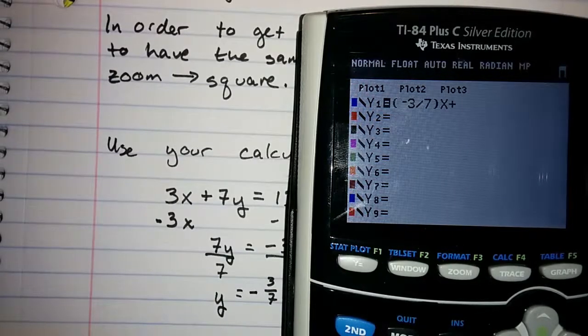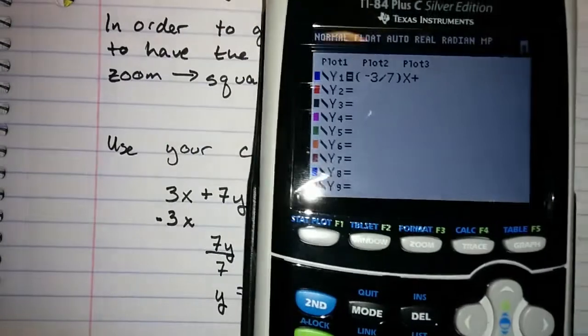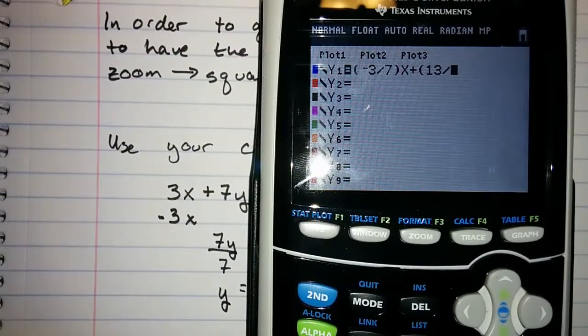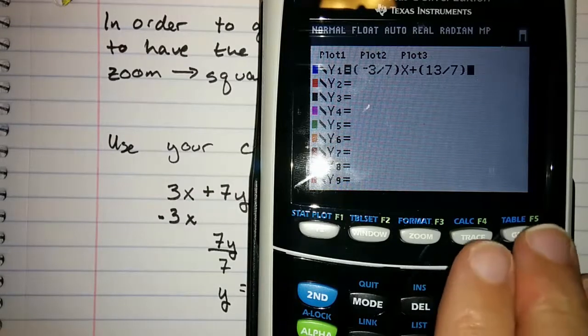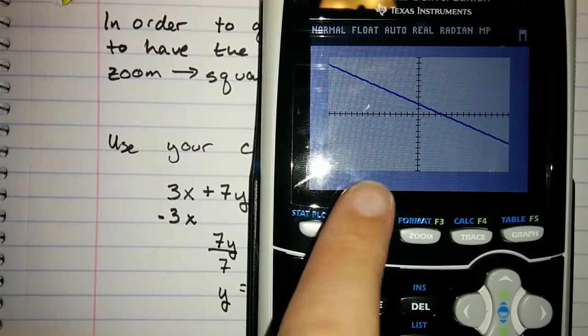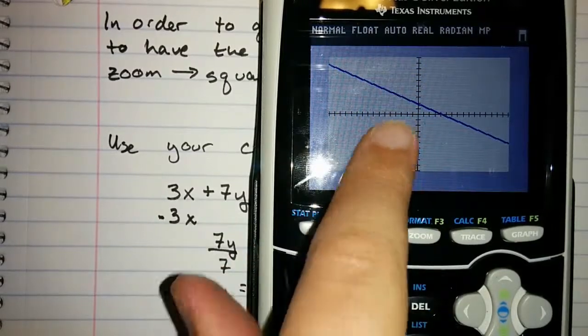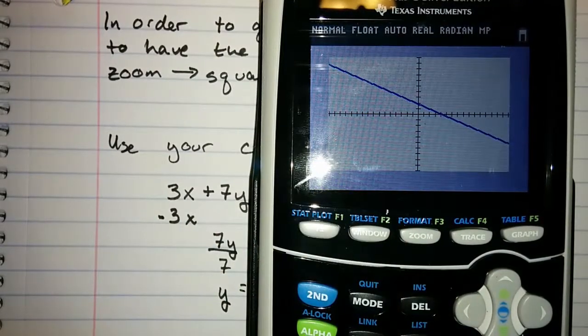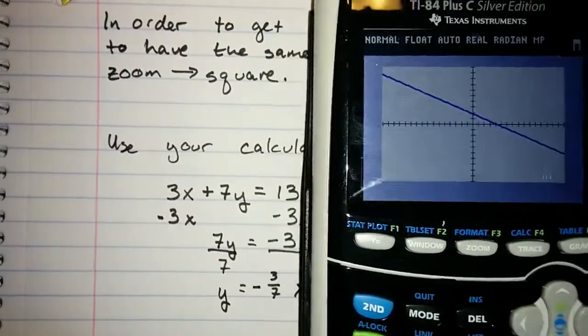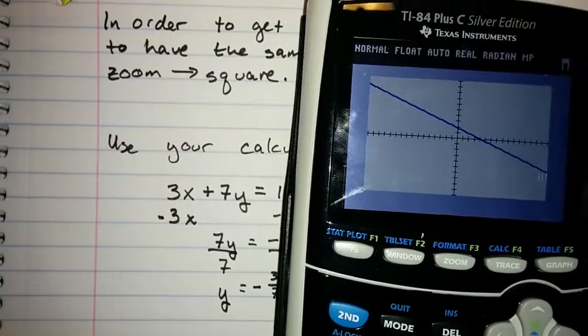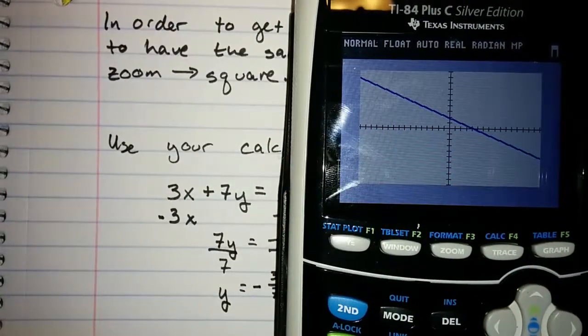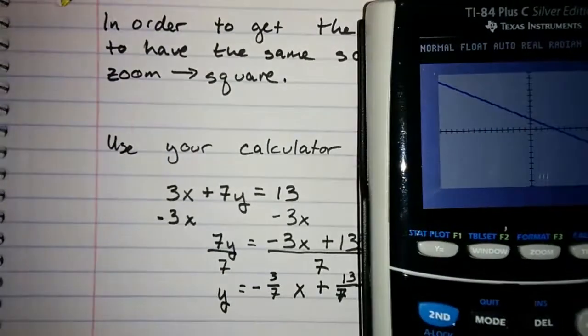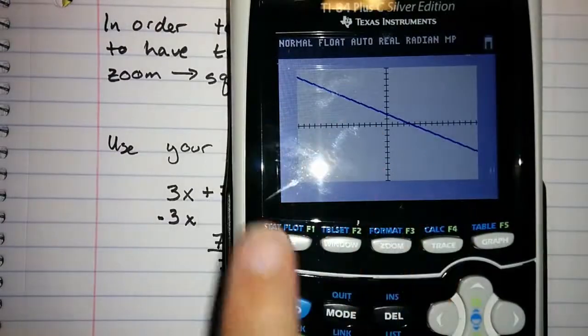x plus, what was our y-intercept? 13/7. And graph. Notice the tick marks on our x-axis are still the same distance apart that they were on the y-axis because we haven't changed the zoom. So we don't need to say zoom square again. And again, this slope looks about right. Negative 3/7, right, this should be a fairly shallow line. Negative 3/7 is fairly close to 0. And our y-intercept looks about right. It's positive. So this is our graph.